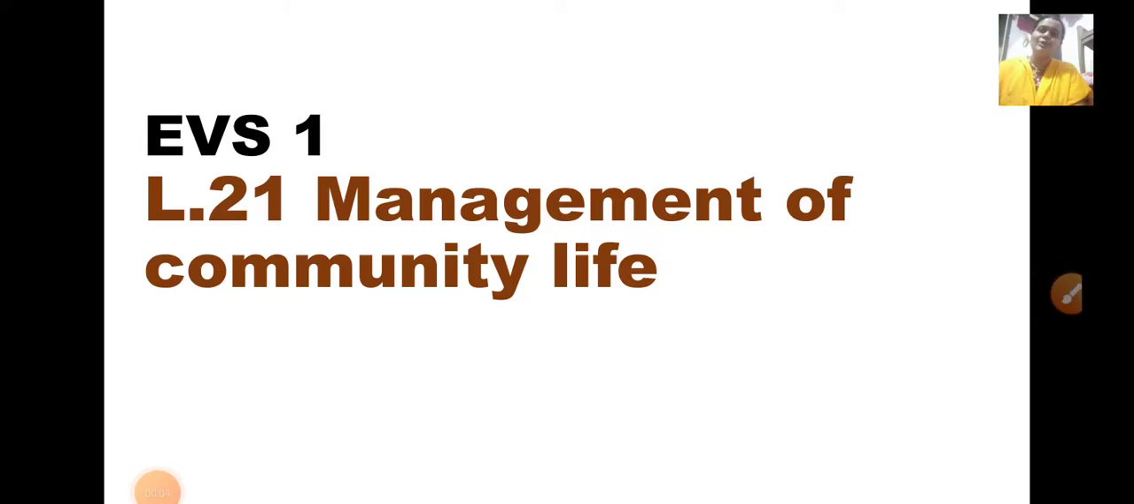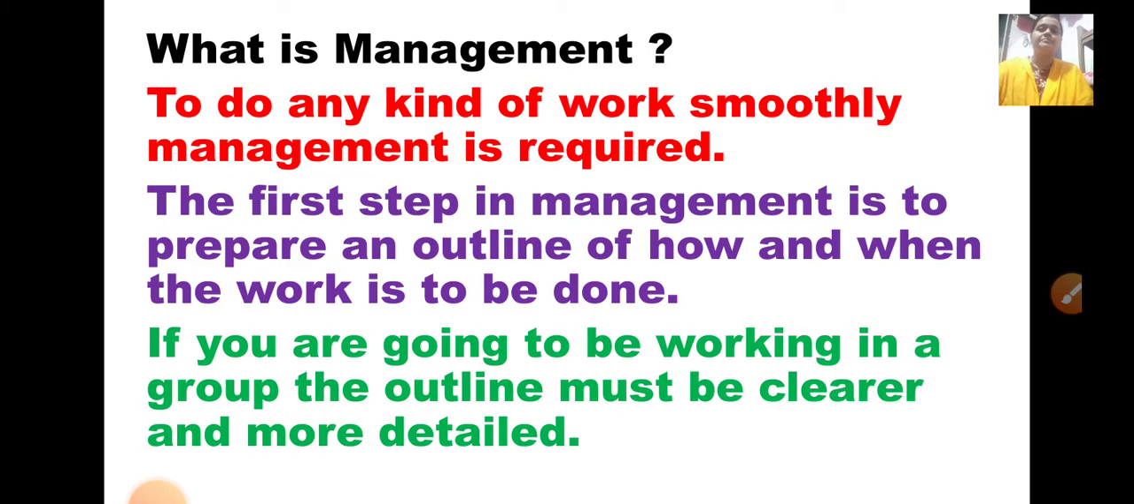Let us learn a new chapter in EVS 1, that is lesson number 21, Management of Community Life. Now, the word management itself means you have to manage various things together to complete a given task on time. That is called management. So, management includes various processes and various steps are involved in management. So, let us see what is management and how to do a perfect and proper management.